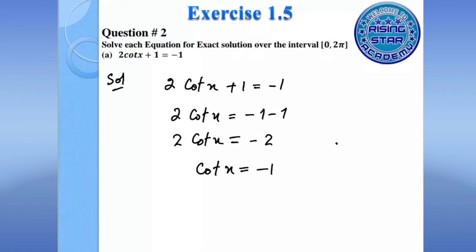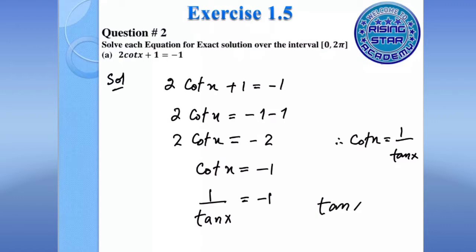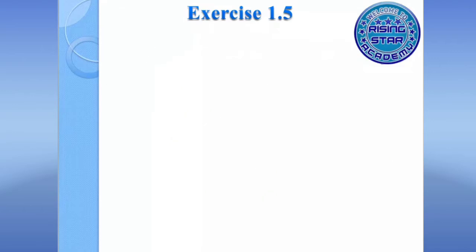We know that cot of x is equals to 1 over tan of x. So I would replace cot x with 1 over tan x is equals to negative 1. Now I would take the reciprocal. So tan of x would be equals to negative 1. Now I would simplify. So tan of x is equals to negative 1.